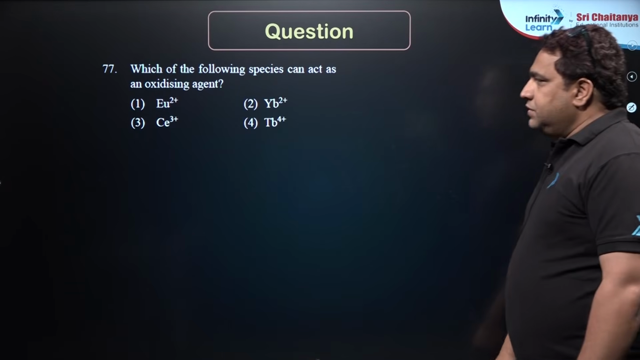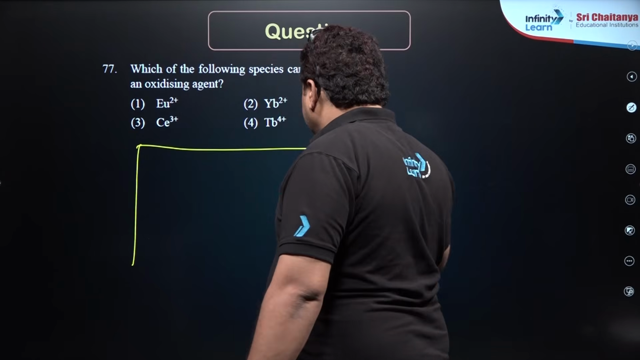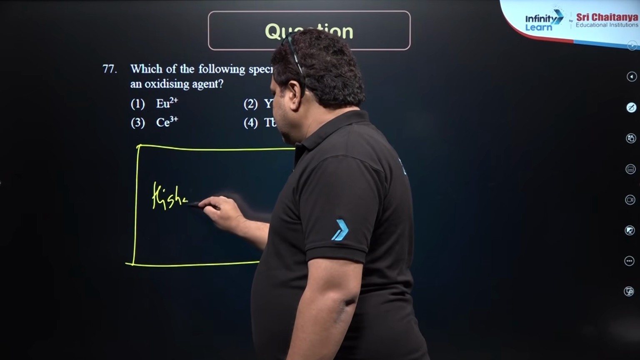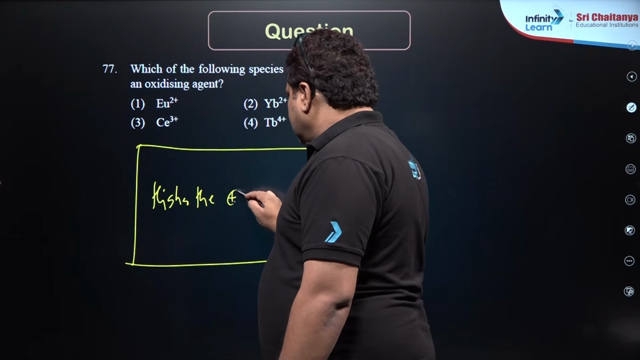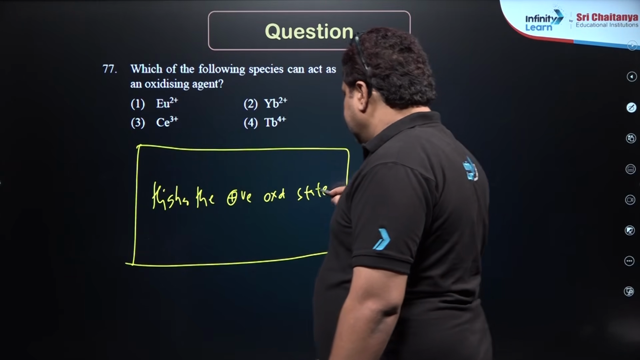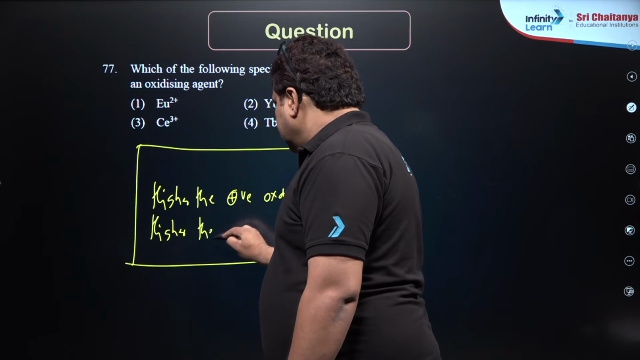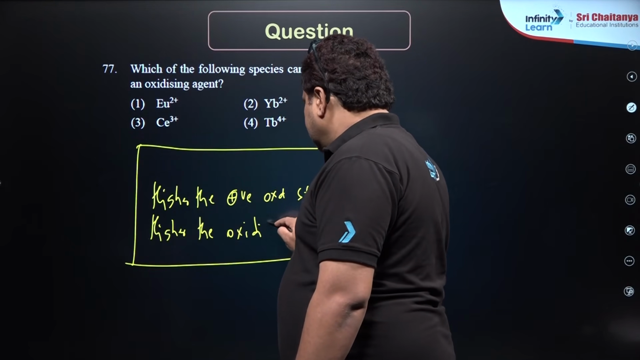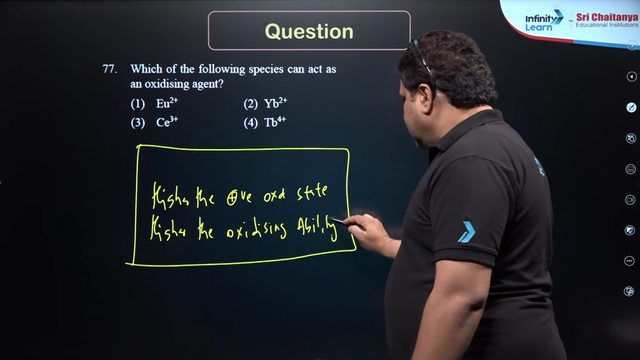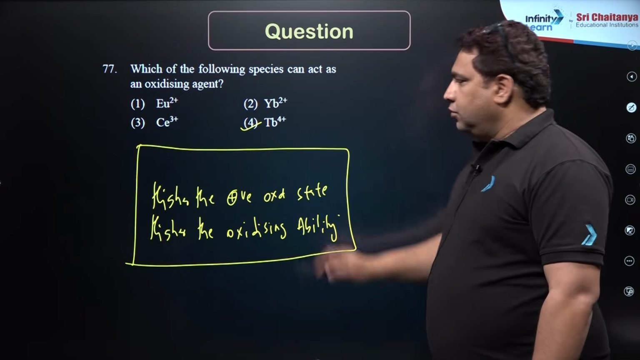Which of the following species can act as oxidizing agent? So, dear students, the concept for this is: higher the positive oxidation state, higher the oxidizing ability. Hence, answer is option 4.